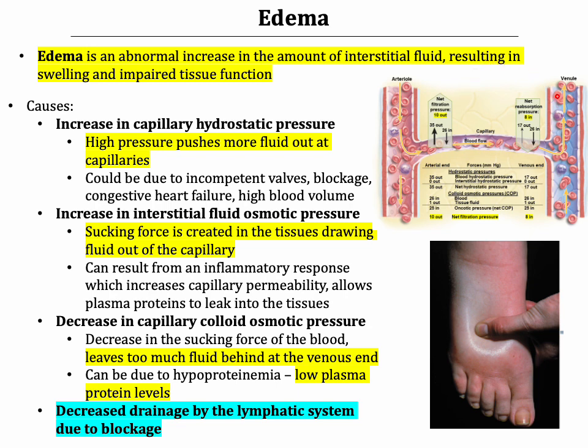Or what we could have is an increase in interstitial fluid osmotic pressure. Maybe the environment out in the tissues is becoming hypertonic and it's drawing water out of the capillary, right? We're going to have an increase in interstitial fluid there. There's going to be tissue swelling. We call that edema. Also could be a scenario in which there's a decrease in capillary colloid osmotic pressure. Maybe there's not enough stuff in the blood, not enough plasma proteins in there, not enough sucking force acting at that venous end and not drawing the water back in toward the venule.